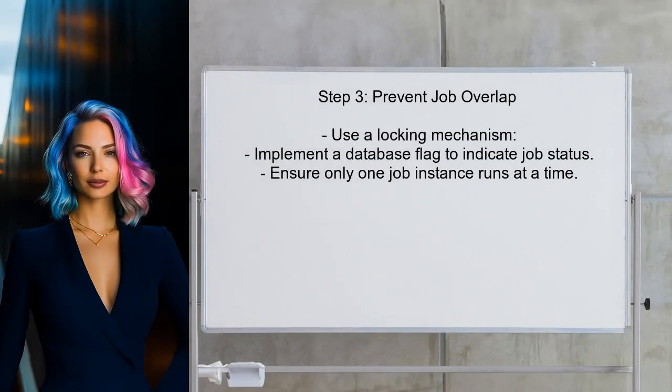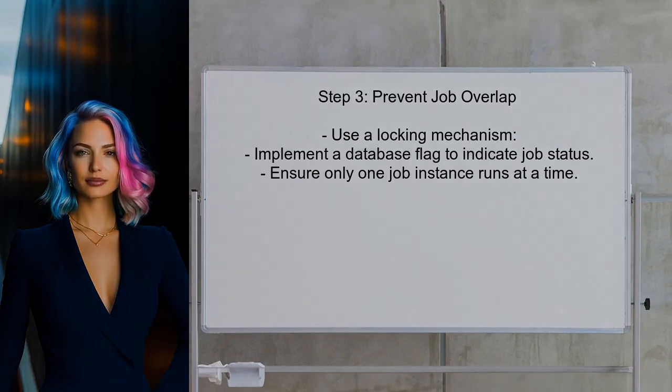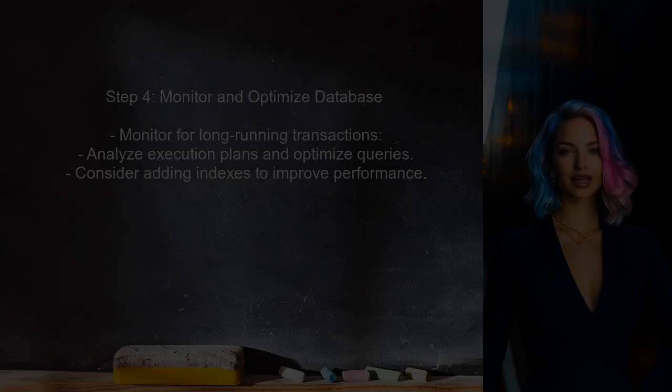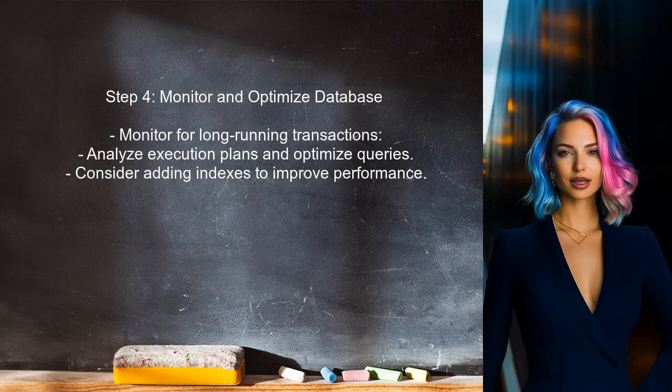Additionally, the user can optimize the job execution by ensuring that jobs do not overlap. This can be achieved by using a locking mechanism or a flag in the database to indicate when a job is running. Finally, the user should monitor the database for long-running transactions and optimize queries to reduce the chances of deadlocks. This includes analyzing the execution plans and indexing strategies.